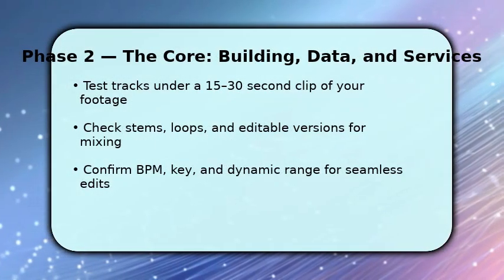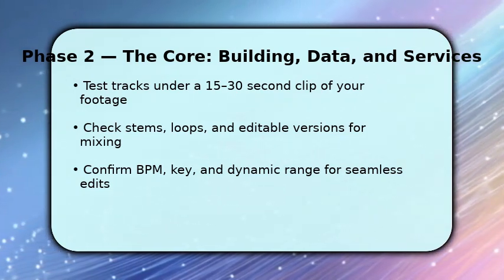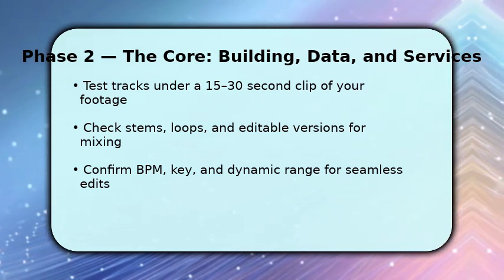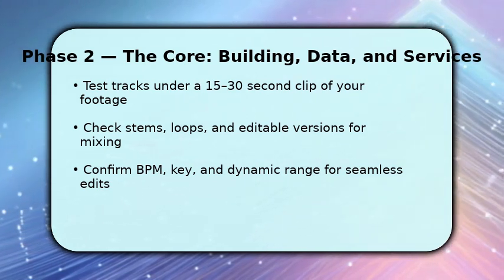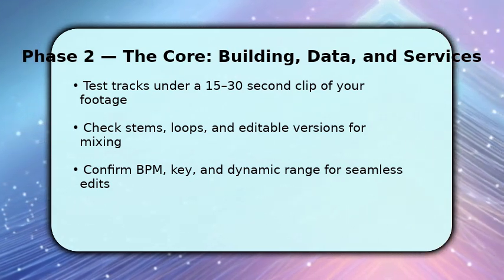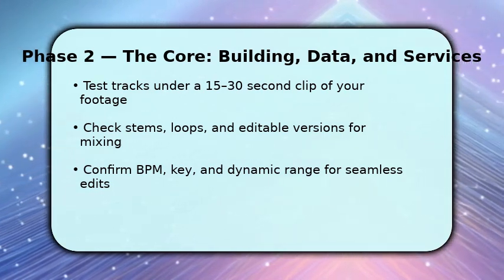You now place shortlisted tracks under your actual footage and listen critically for clashes. Adjust levels and check if stems or loops are available. Having stems makes ducking and transitions far easier. At this stage, confirm BPM and musical key so cuts won't feel jarring. If a track overwhelms dialogue, try EQ or choose a simpler arrangement.